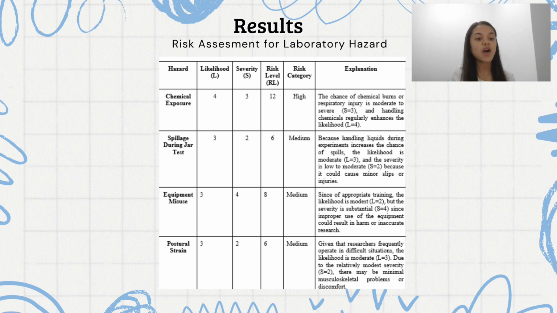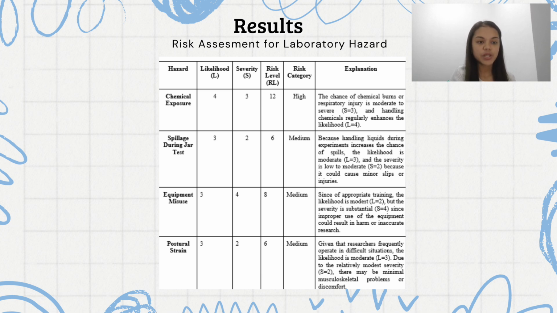And the last one is how to determine your risk level. To determine your risk level, take the product of likelihood and severity. Here we have a formula: likelihood times severity equals risk level. So the risk level is the answer. Then you can determine thresholds. The risk level is divided into low, medium, and high categories.